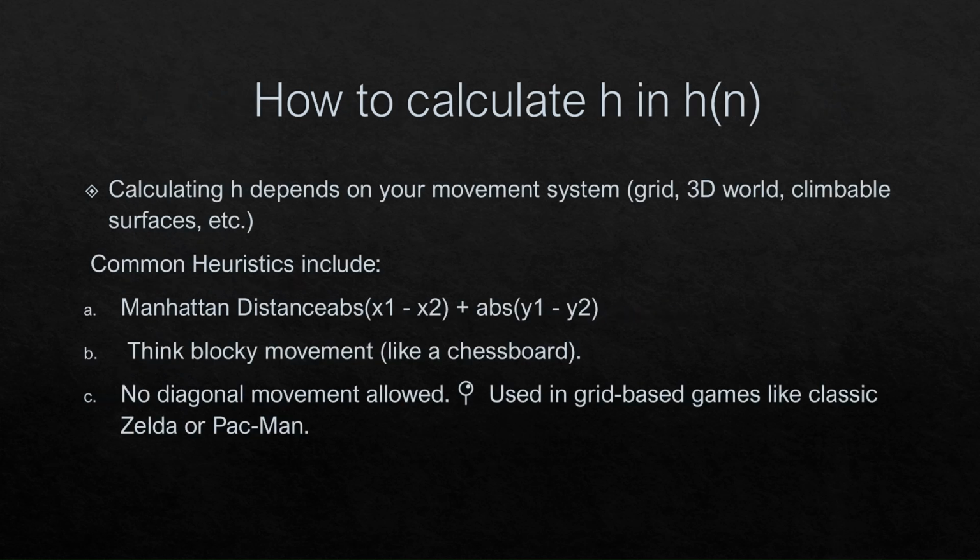How to calculate H in H(n). Calculating H depends on your movement system, such as a grid or a 3D world with climbable surfaces. Common heuristics include Manhattan distance, which is mostly used in 2D. Think in blocky movements such as, let's say, a chessboard. There is no diagonal movement allowed. It is used in grid-based games like classic Zelda or Pac-Man.